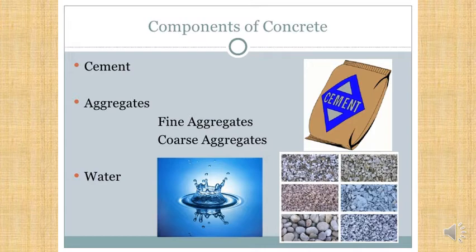Now, obviously getting an aggregate well graded is a little bit tough, and so we tend to go towards gap graded, and so we normally talk about the aggregate that we add to concrete as being fine aggregate, the sand, and coarse aggregate, the crushed rock or the river gravel, and together they form a gap graded aggregate.